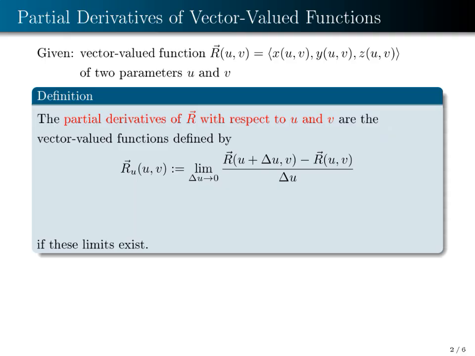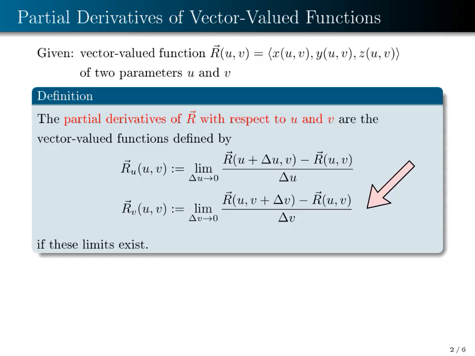The partial derivative of r with respect to v is defined analogously. That is, it is the vector-valued function given by the limit of r of u, v plus delta v minus r of u,v, all over delta v, as delta v approaches 0, if the limit exists. I hope that these definitions of partial derivatives of r come as no surprise.